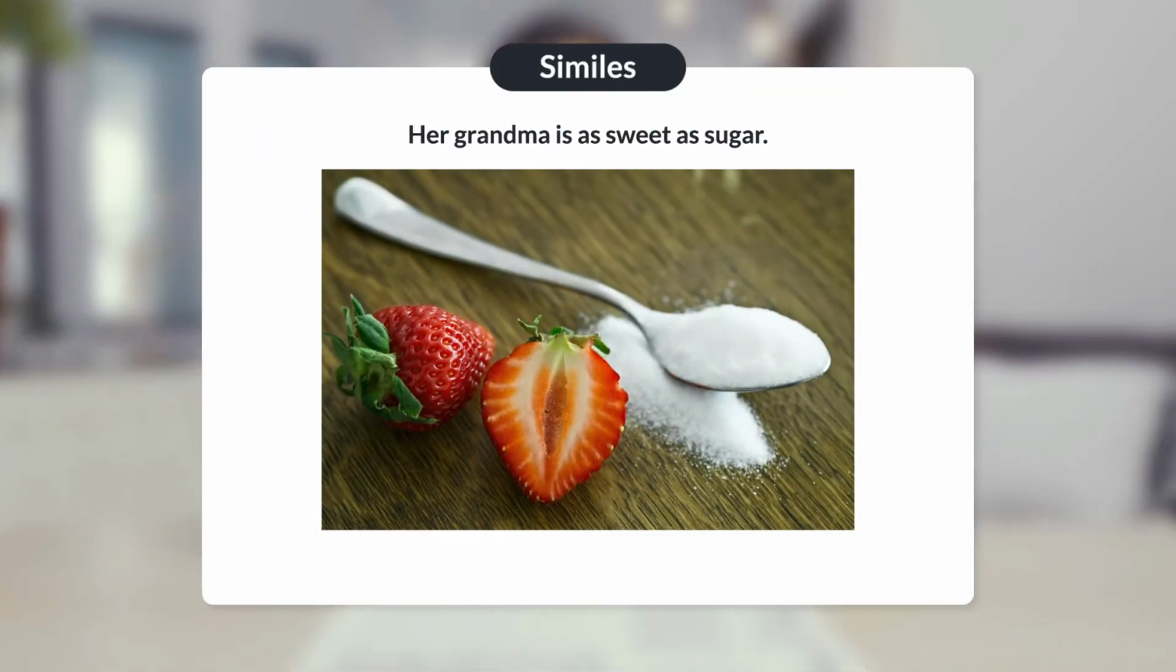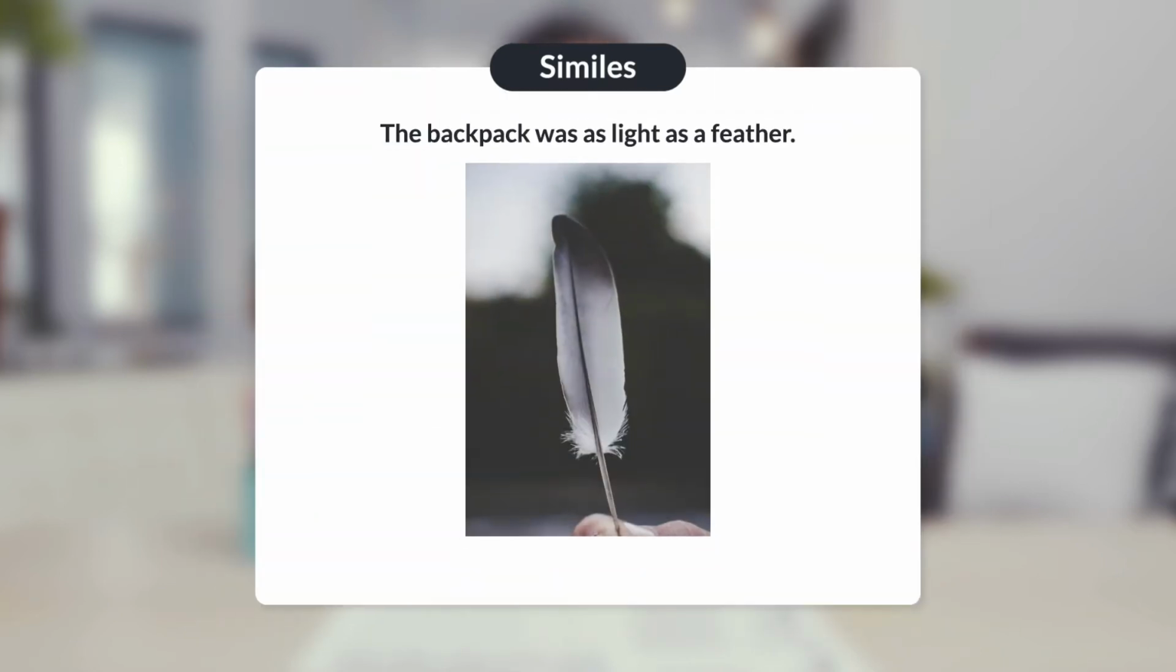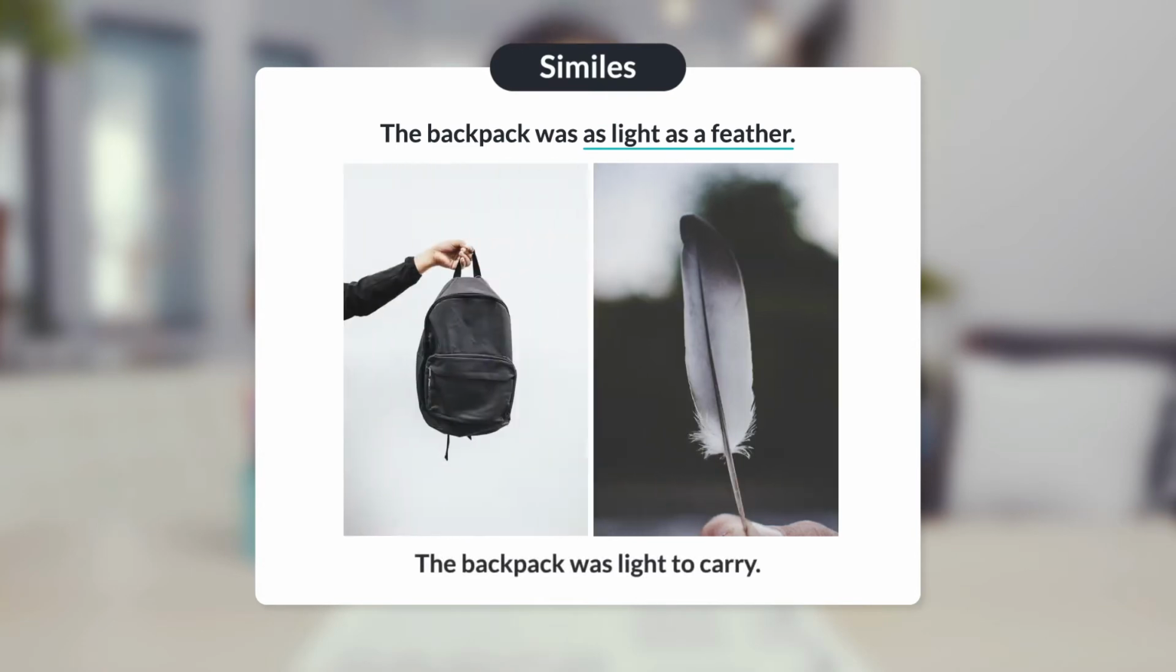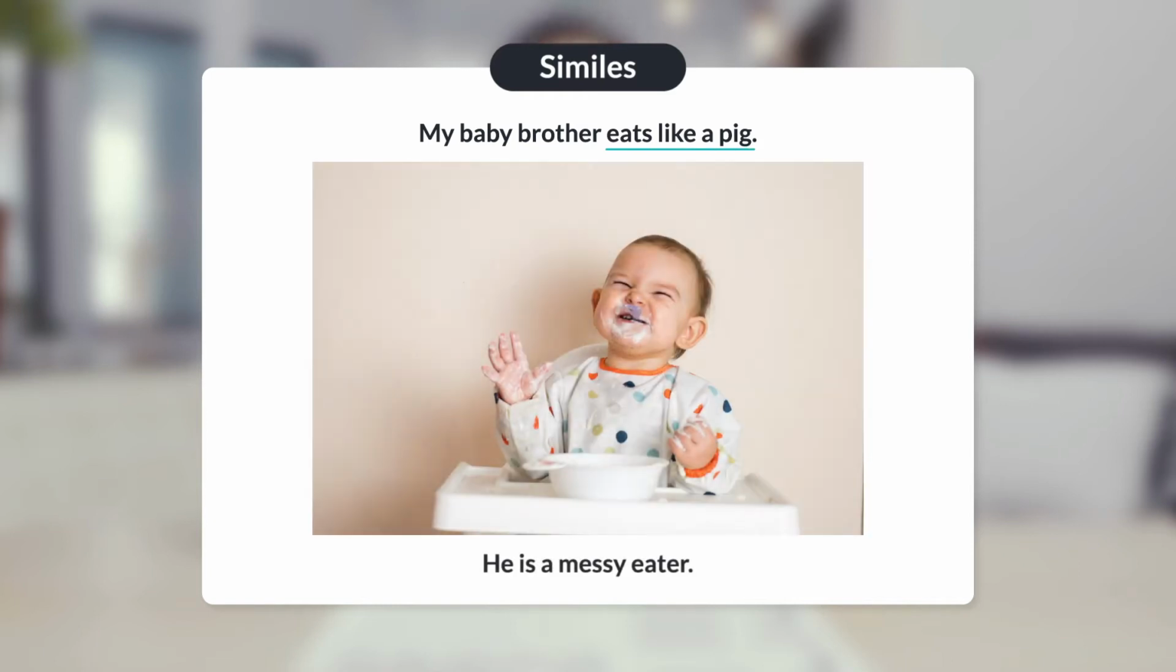Now let's look at how similes are used to compare different things. Her grandma is as sweet as sugar. In this example, the grandma is compared to the sweetness of sugar to tell others that she has a kind personality. The backpack was as light as a feather. In this example, the backpack is compared to the weight of a feather to tell others the backpack was light to carry. My baby brother eats like a pig. In this example, the baby is being compared to a pig to tell others that he is a messy eater.